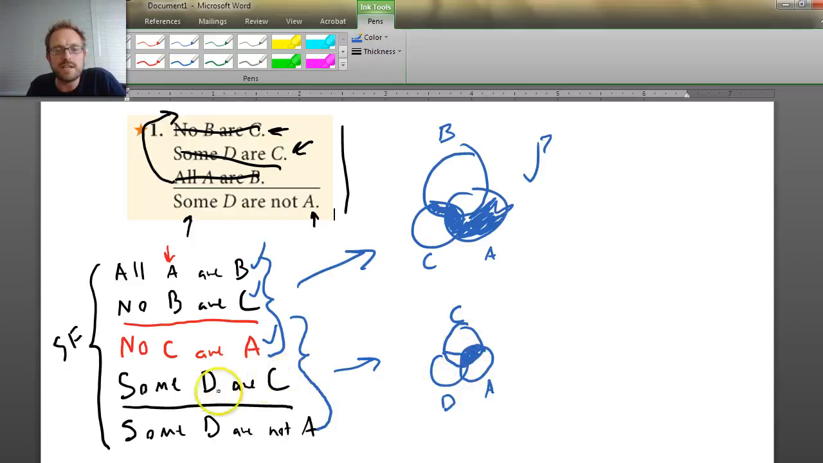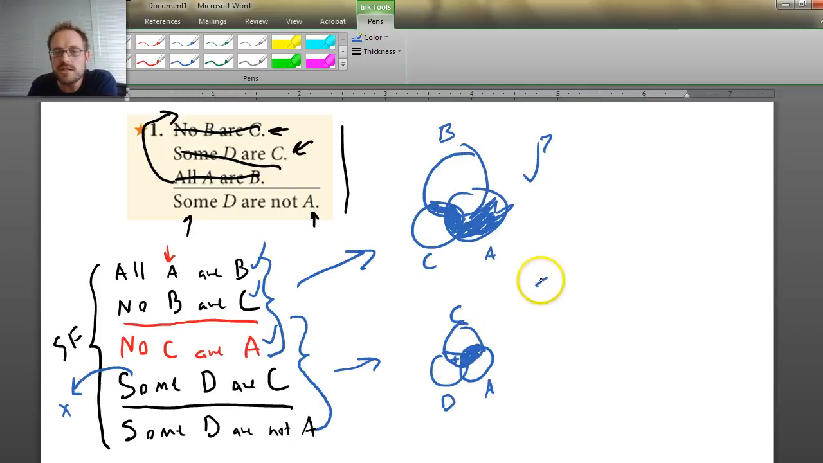And then I just have to have a particular premise here, some D are C. Remember, when you have a particular, you just put an X in. So if some of the D's are C's, then a little X goes right here in the middle. And since it's kind of small, it's hard to see, but that's where you put it.